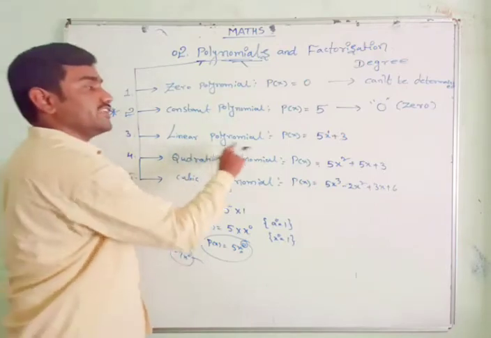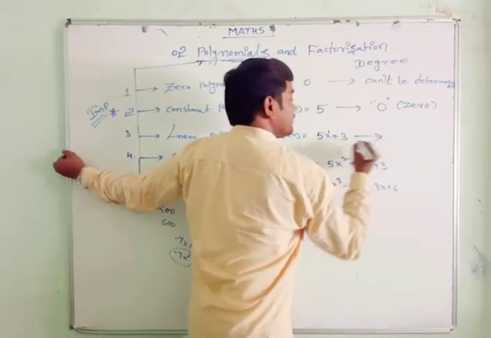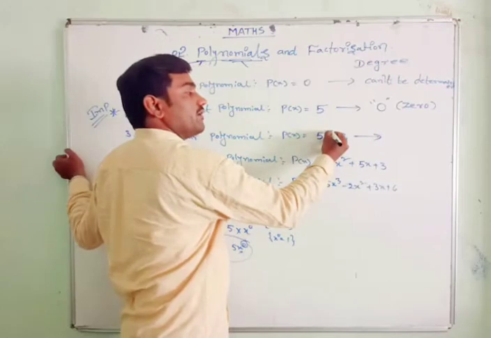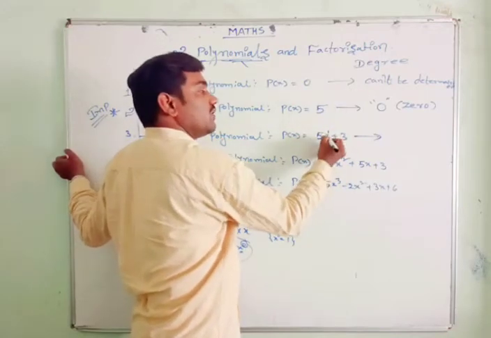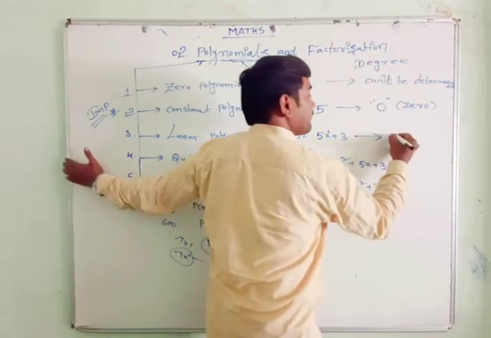What is the degree of the linear polynomial? Here the degree is the power of the variable. What is the degree here? 1.